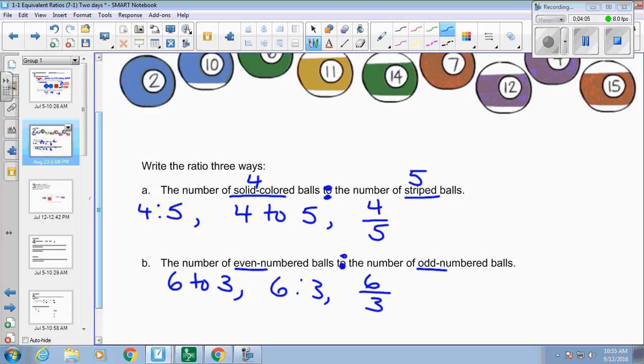Go on to example number 2. Pause the video, give that one a shot. When you're ready, play the video again.